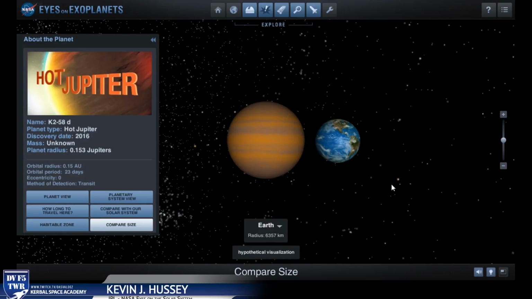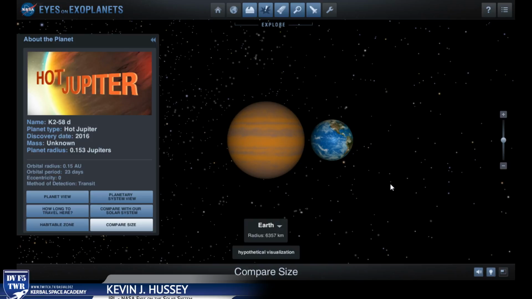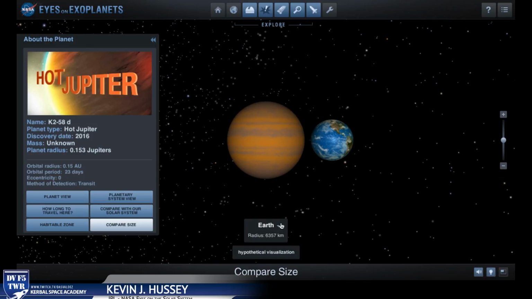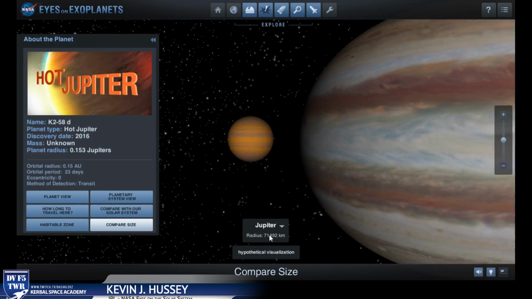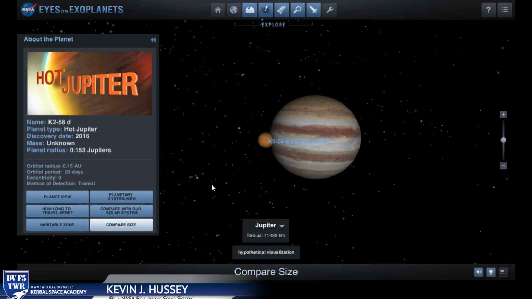It looks like a movie trailer. The hot Jupiter graphic in the upper left. It's like hot Jupiter coming this fall or whatever. That'd be cool, right? Now compare it to actual Jupiter. It's a baby. This is a baby compared to the actual one. All right, so those are the things I like to do.